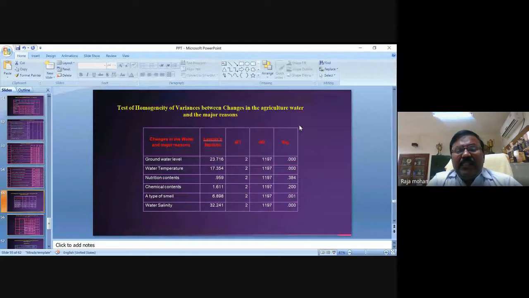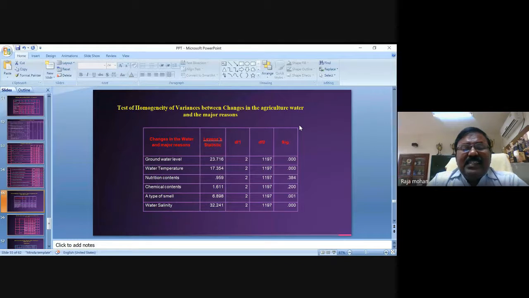And another one is the Levene's test. It's another popular test we have. Whether the data are homogeneous, or the responses given by the respondents are homogeneous, we can find it out by using Levene's test of homogeneity of variances between the changes in the agriculture water and major reasons.